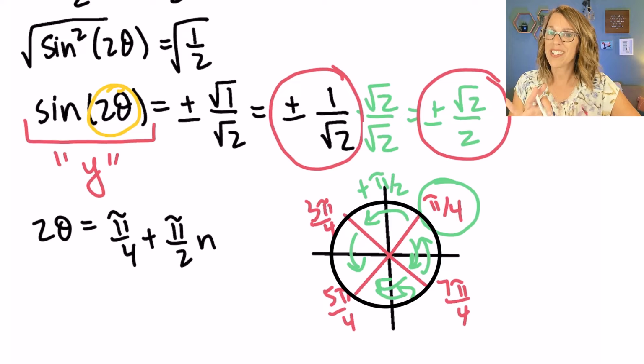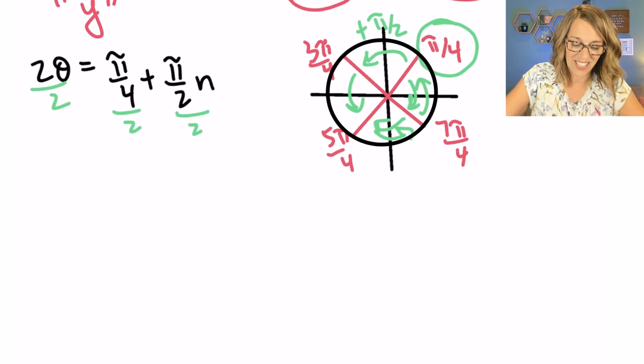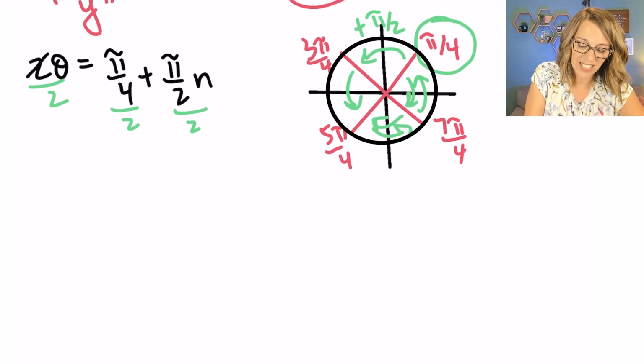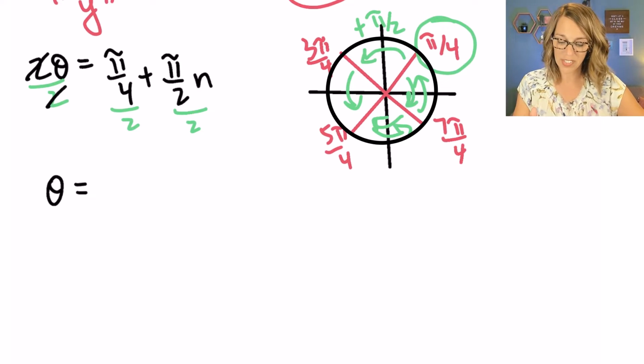But I really wanted theta instead. So I'm going to divide everybody by 2 to isolate that theta. Now, what does this give me? I end up canceling the 2's, and I've isolated now theta. So this is going to be my final general solution.